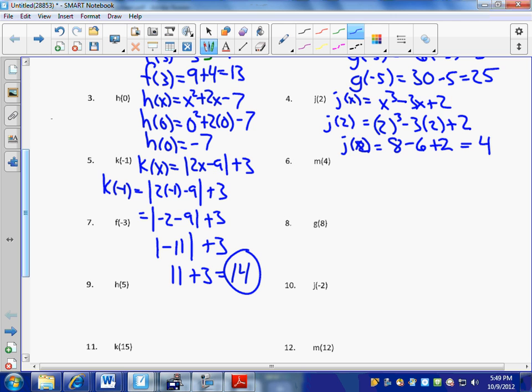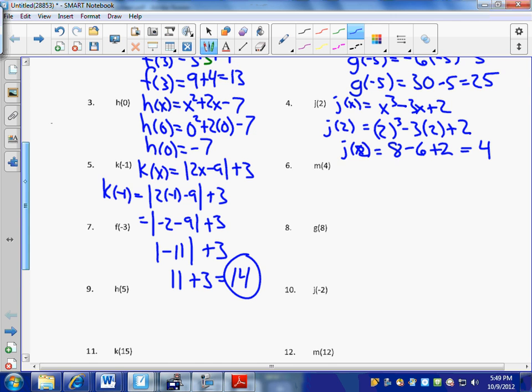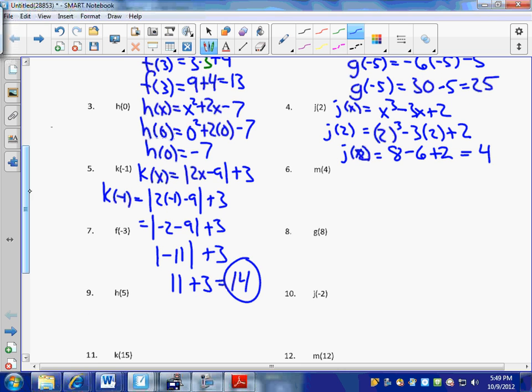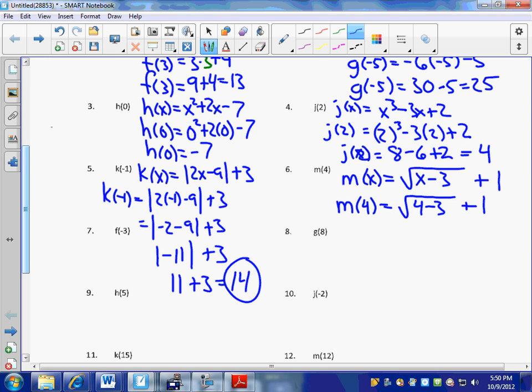So again, we're just simplifying by plugging in these numbers. Finally, number 6, m of 4. So m of x is equal to the square root of x minus 3 plus 1. So m of 4 is equal to the square root of 4 minus 3 plus 1. 4 minus 3 is 1. The square root of 1 is 1. So 1 plus 1 is 2. So that's my function value.